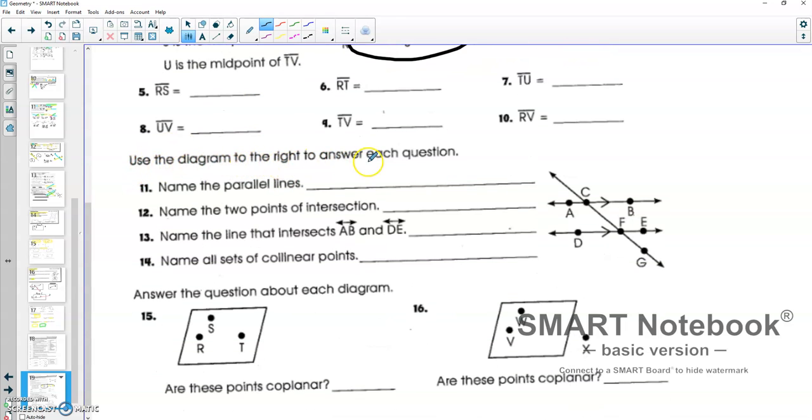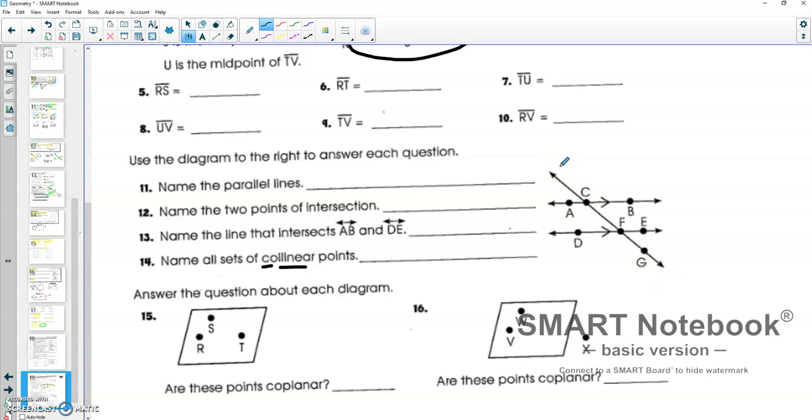Use the diagram to the right to answer each question. Name the parallel lines. Name 2 points of intersection. Name the line that intersects AB and DE. Name all sets of collinear points. Okay? So you have this diagram. It shows 2 parallel lines right here. Remember, this little arrow indicates they are parallel. You have a bunch of points and a line that's crossing the parallel lines.